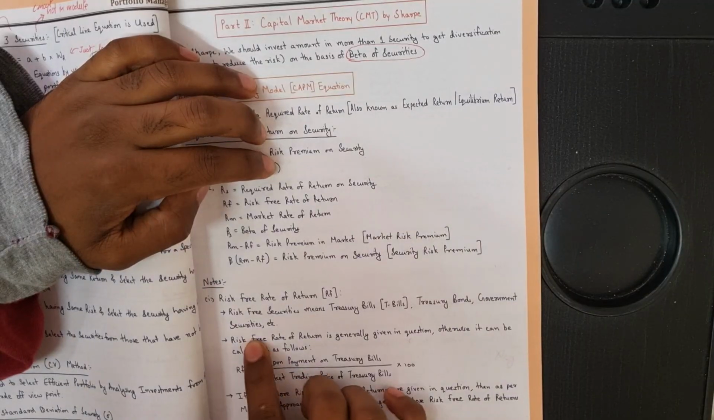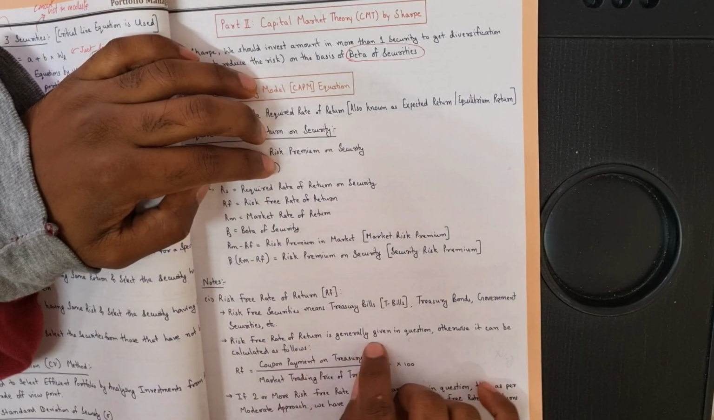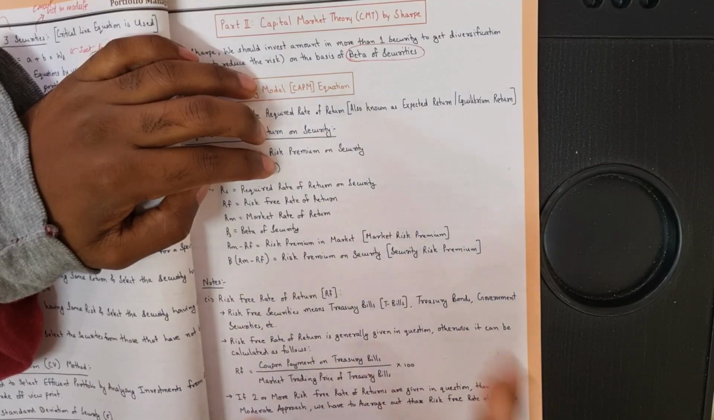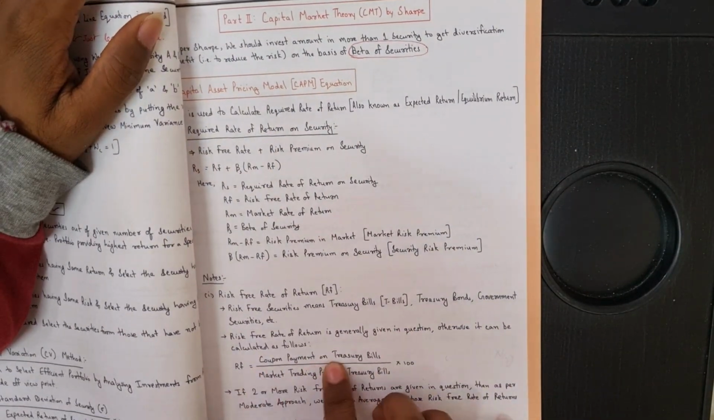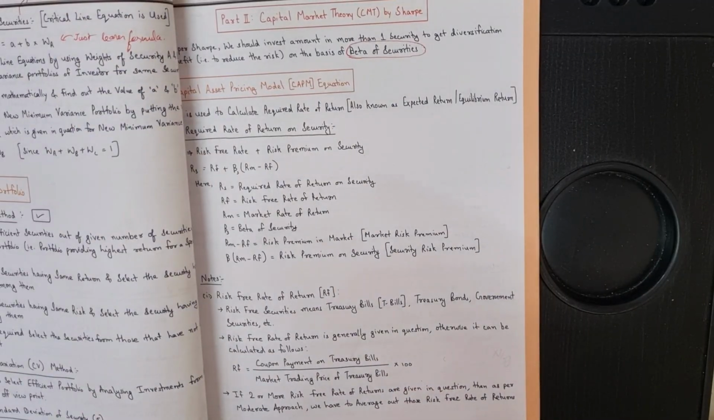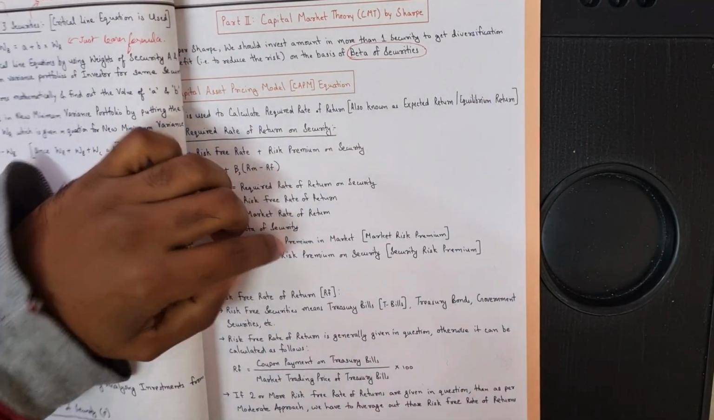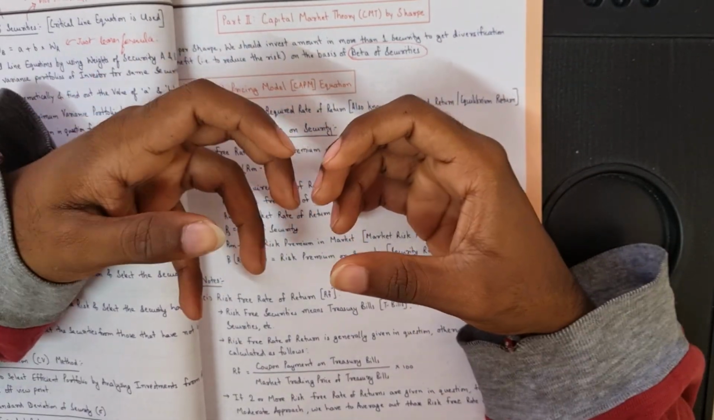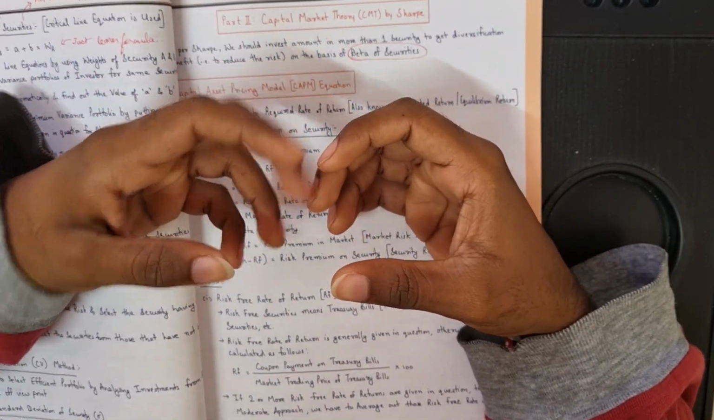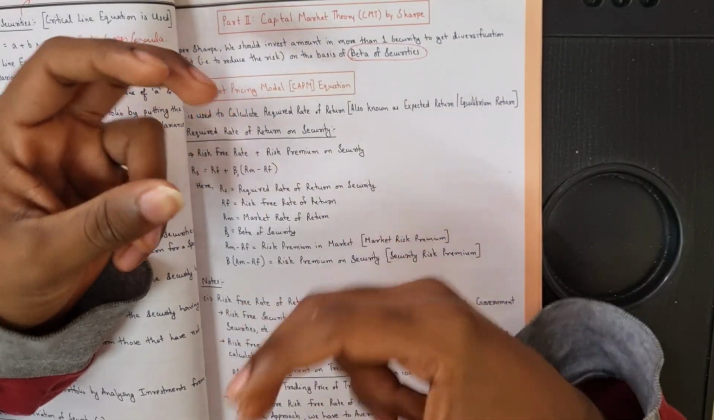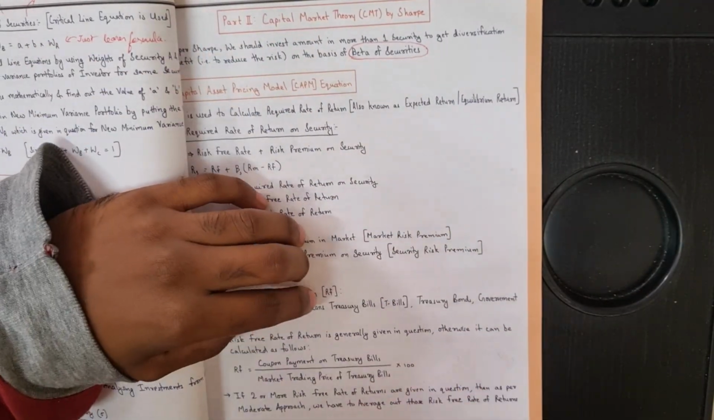Risk-free rate is generally given in the question, otherwise it can be calculated as follows. How can you calculate risk-free return? It is the coupon payment on treasury bills divided by the market or trading price of treasury bills. It is the yield you get: coupon rate divided by market price of the treasury bond or government security, into 100.